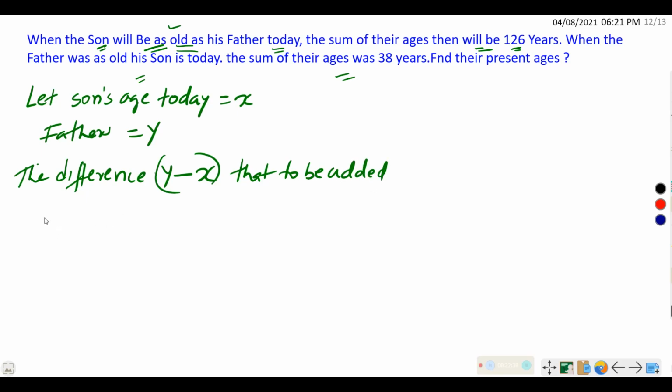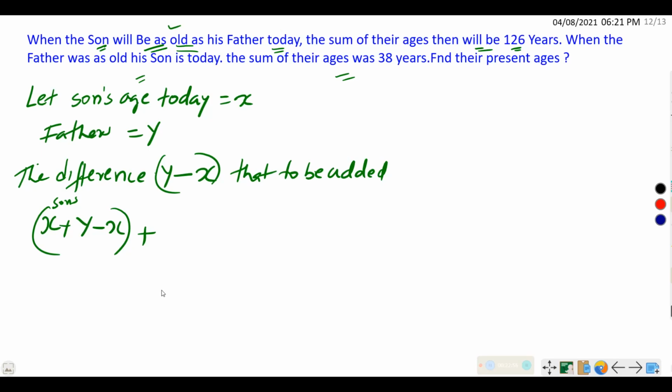So that difference is to be added to become son's age equal to father's age. So son's age plus that difference. This is what I did. Son's age plus difference between son's age and father's age. So son will reach to father's age.